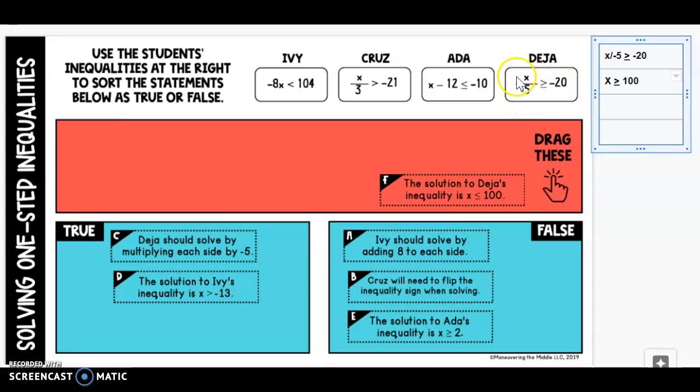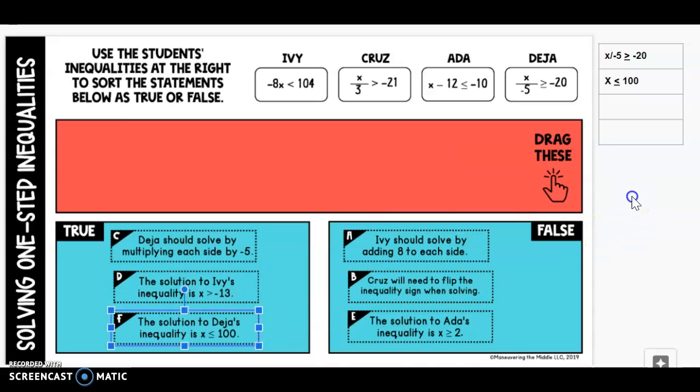But when we look back here, remember the rule. If you are dividing or multiplying your variable by a negative number, you need to switch this sign. So I actually need to switch that sign to a less than or equal to, and that's exactly what they did here, which makes this statement true.